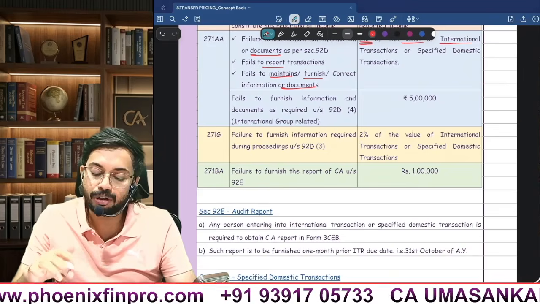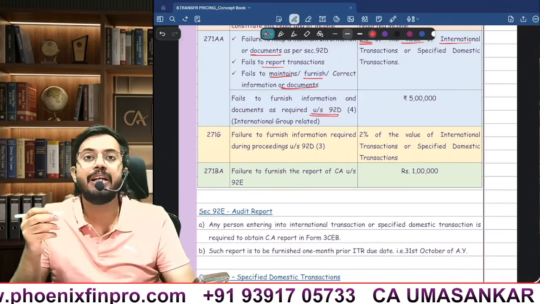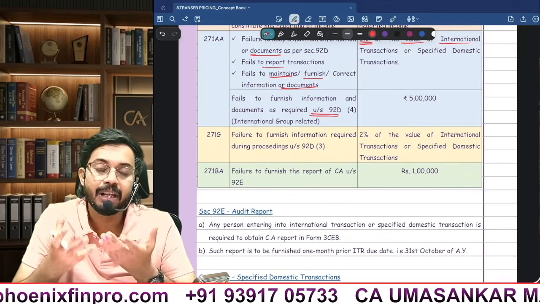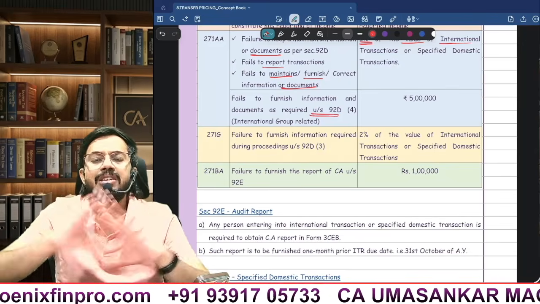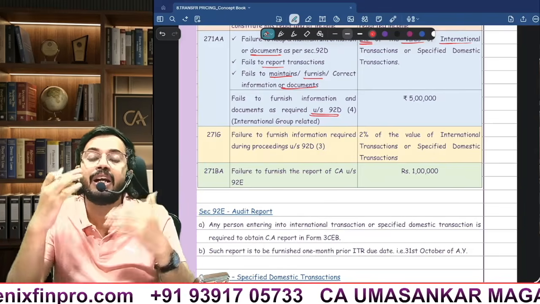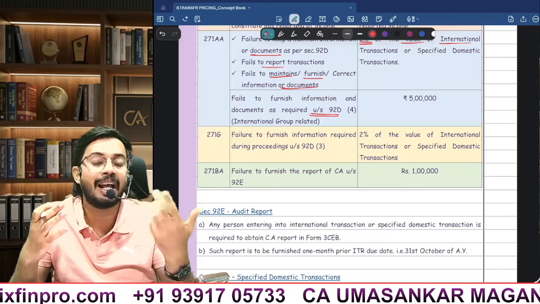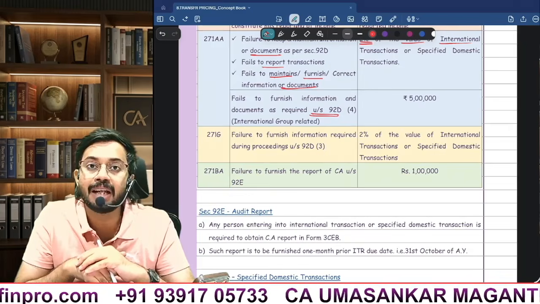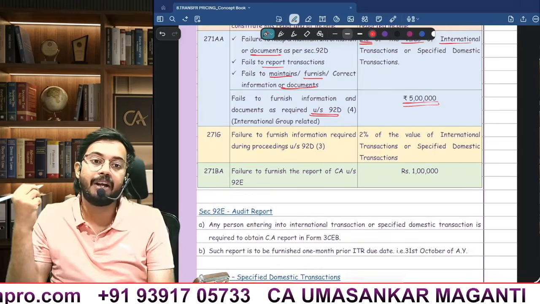Next, failure to furnish information and documents required under section 92D. See, country by country reporting. What do you mean by this? Whatever Infosys is there, it is headquartered in India, but it has branches across some 20-30 countries. Now Infosys India has to submit country by country reporting. In each country, what is the revenue made, what are the taxes paid. So all this information Infosys has to submit to the Indian Income Tax Department. If it fails to submit, penalty is 5 lakh rupees. Are you able to understand?